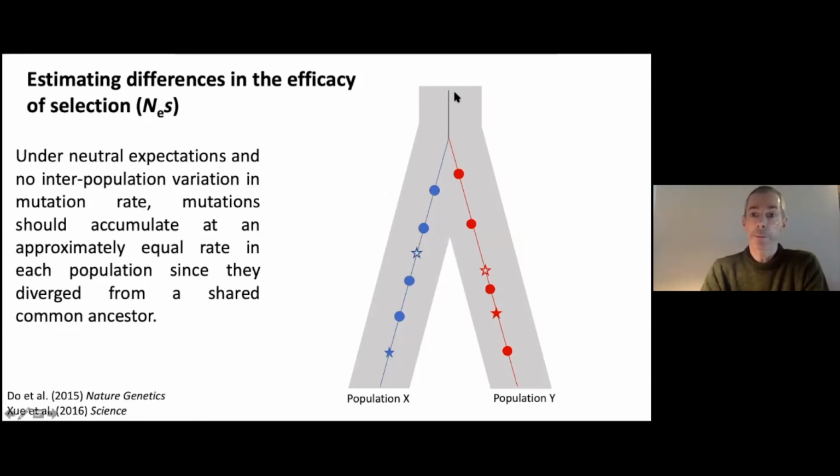And it's based on the assumption that if you count the numbers of synonymous mutations and non-synonymous mutations that have occurred in one population, but which are not shared with another population, they should be roughly equal to those that are in population Y, but not found in population X. And this is assuming that there's no interpopulation variation in the mutation rate, and also under neutrality. Well, if there are differences in effective population size and the efficacy of selection, however, we may see an accumulation of deleterious mutations in one population compared to the other.